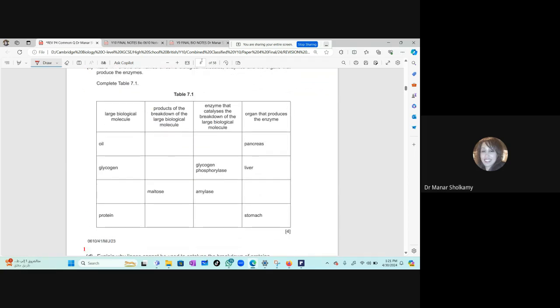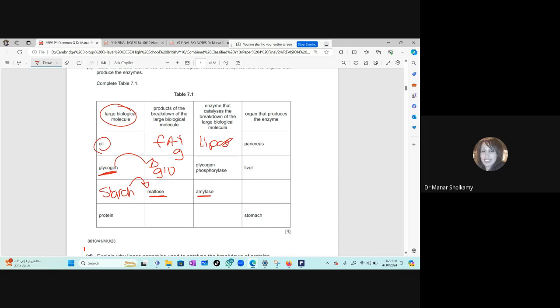Now enzymes, very easy. What is the product of the breaking down of oil? Fatty acids and glycerol. And what is the enzyme that breaks down oil? Lipase. We should not even waste time on this. Glycogen, what does it give you when it is broken down? Glucose, the final product. Yes. And maltose, what is the large biological molecule that gives you maltose? No, maltase is the enzyme. Starch is broken down to give you maltose, and the enzyme is amylase.